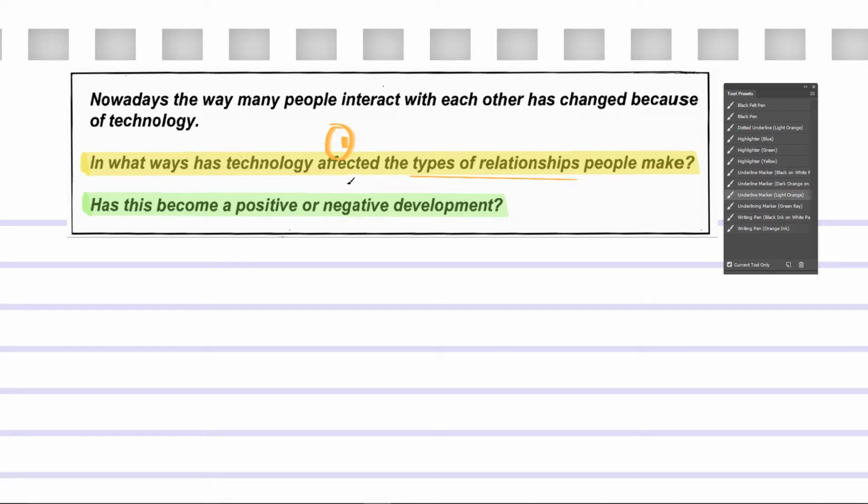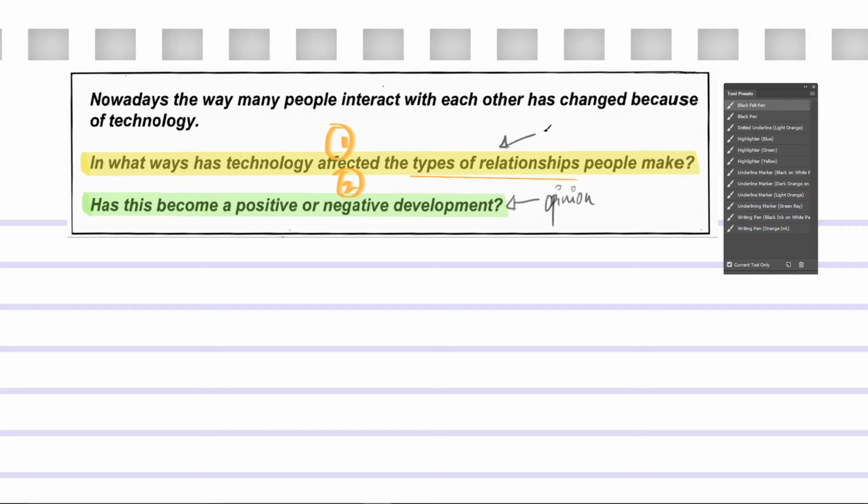And the next part is part number 2. Has this become a positive or negative development? This particular part, we have to give our opinion as to whether we think it has been positive or negative. Now, what has become positive? The changes brought about by technology, have they been positive or have they been more negative than positive? So that's the one part, is the opinion, and this part is basically just listing.